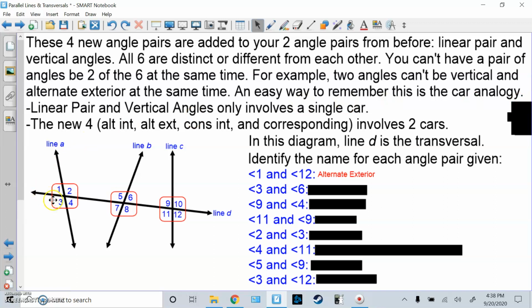Now 3 and 6. 3 is right here, and 6 is right here. So ignore line C because we don't have it. So here the inside's smaller, but the outside is bigger. So these are on the outsides as well, and they're on opposite sides, so alternate exterior.